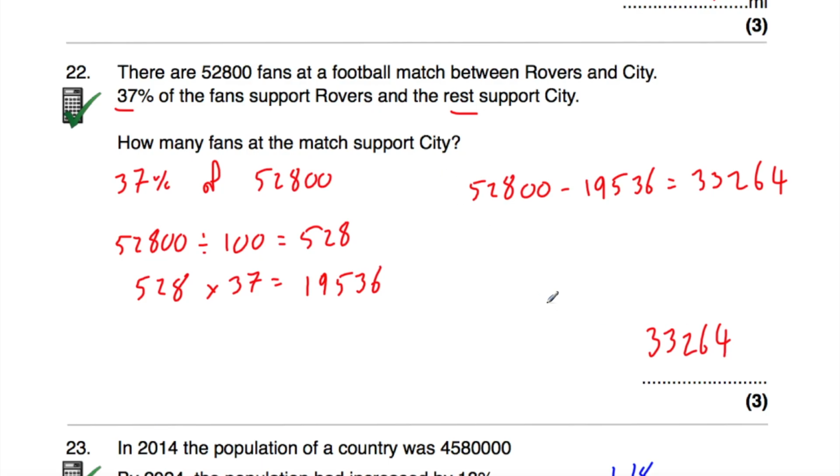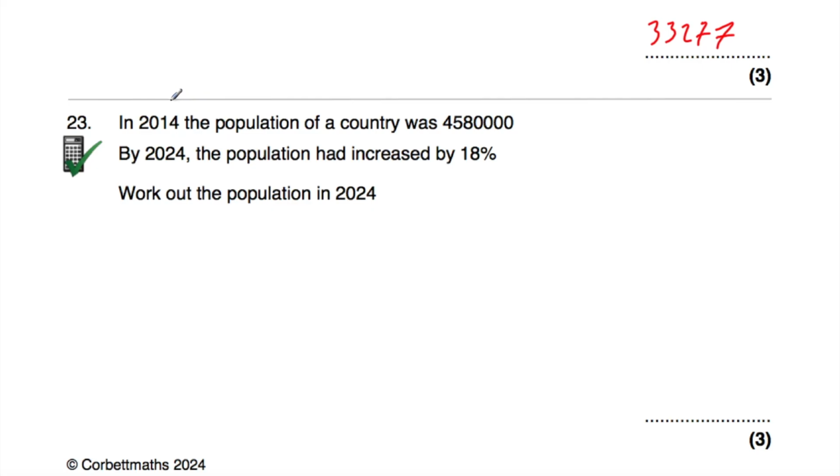And that's it. So question number 23 says, in 2014, the population of a country was 4,580,000. And it says by 2024, the population has increased by 18%. Work out the population in 2024. So we need to increase 4,580,000 by 18%. So let's find 1% to begin with.